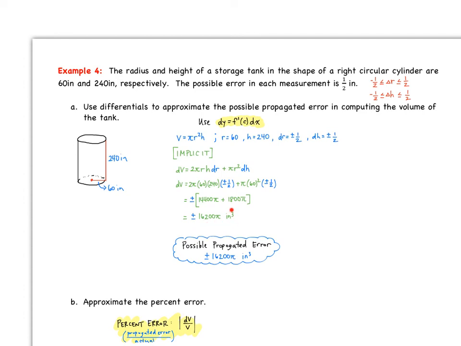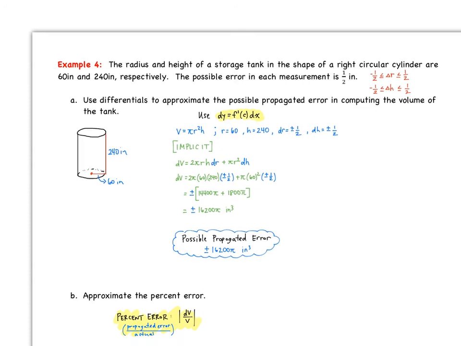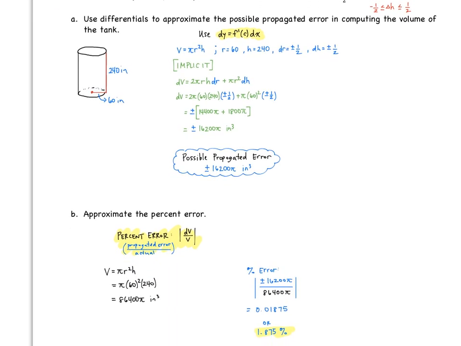±16,200 pi inches cubed. So the possible propagated error in terms of the volume is ±16,200 pi inches cubed. It seems like a lot, right? Now let's move on and find the approximate percent error.